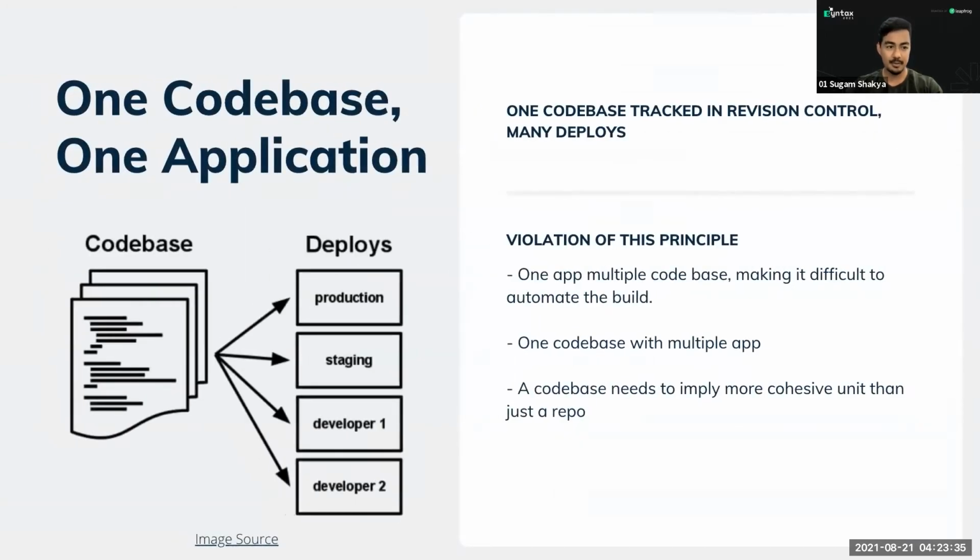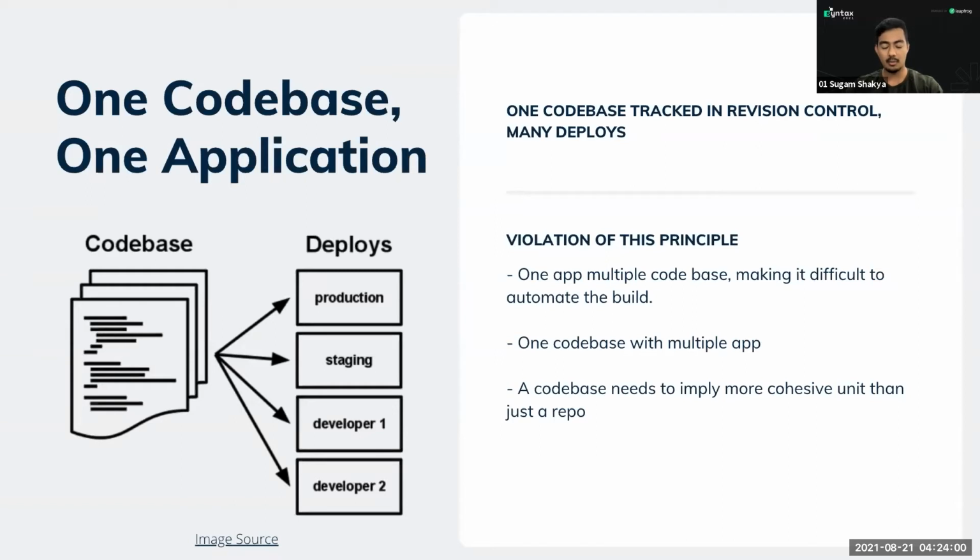So the first principle states that one code base, one application. The basic principle here is that there should be one code base that is tracked in revision control and with many deploys. So what that means is we should have one app in one code base.